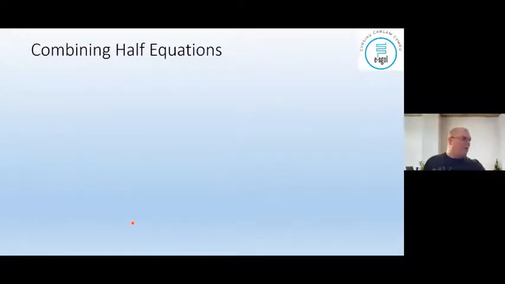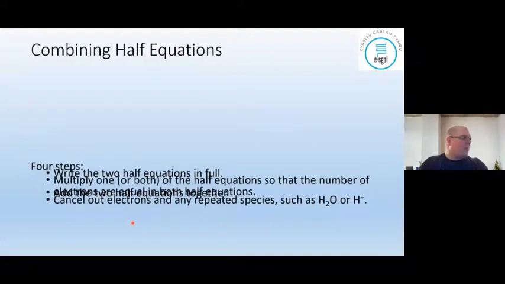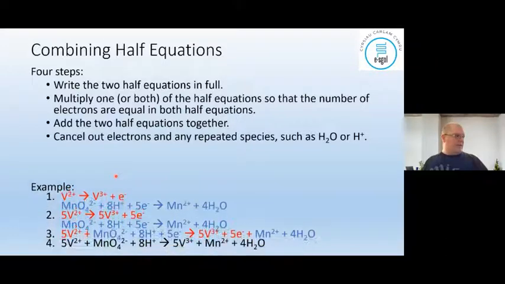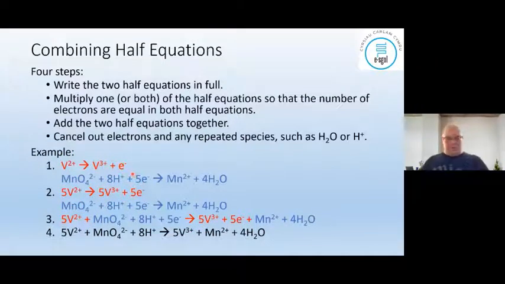Okay. Right, now we're going to have a quick look at combining half equations. This is going to be really important. So once we've got our half equations, however we got them, the first thing we need to do is write the 2 half equations out in full.